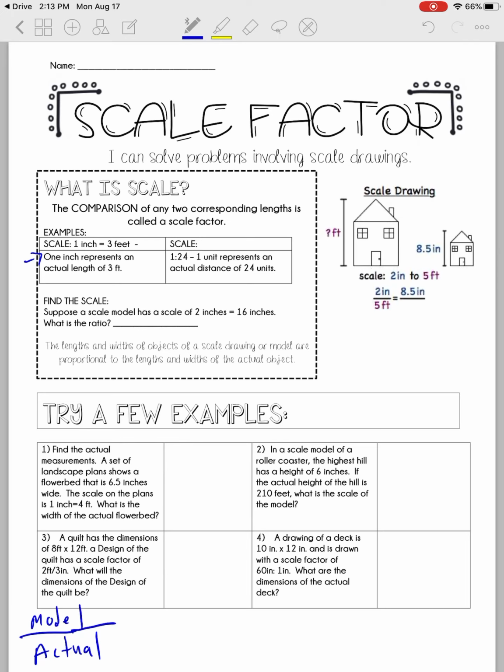Okay. Notice that's a ratio. Now, another example is 1/24. That means that 1 unit represents 24 actual units.